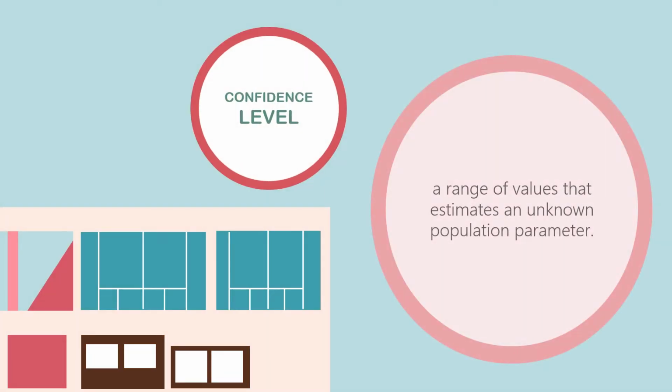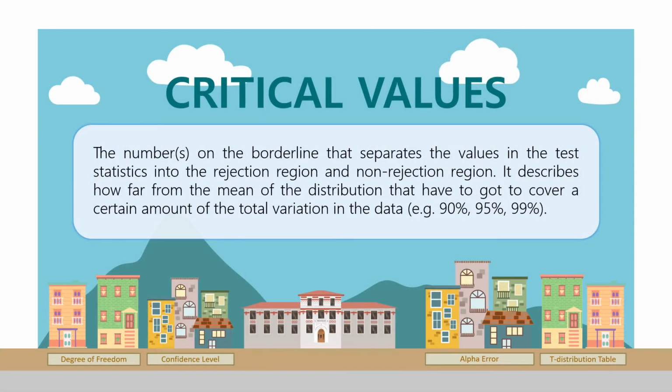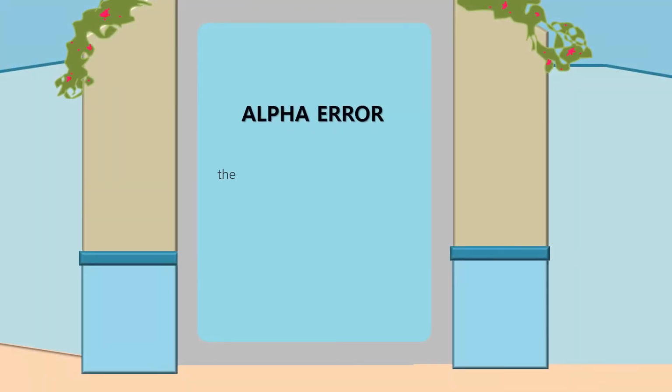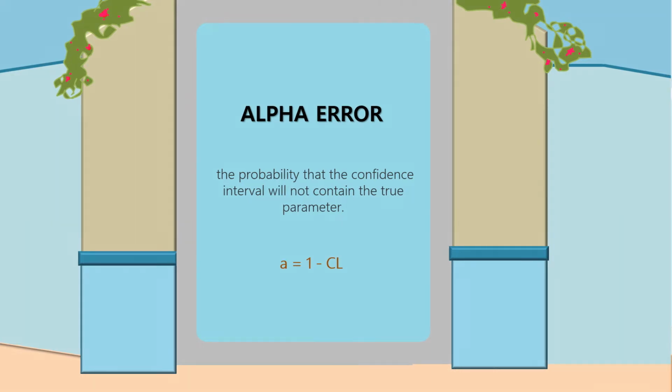Moving on, confidence level is a range of values that estimates an unknown population parameter. Now, alpha error. Alpha error is the probability that a confidence interval will not contain the true parameter. To get the alpha error, you will subtract the decimal version of the confidence level from 100% or 1.